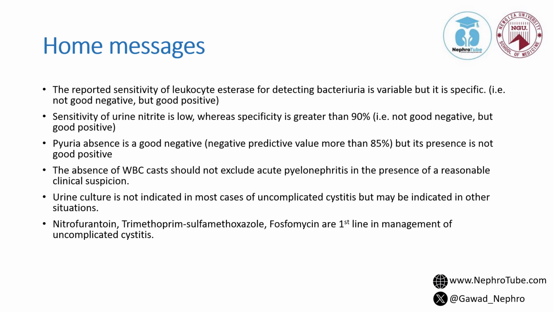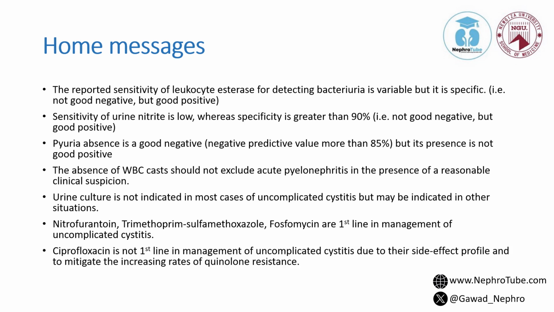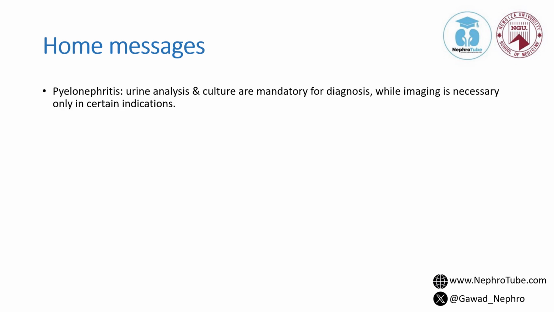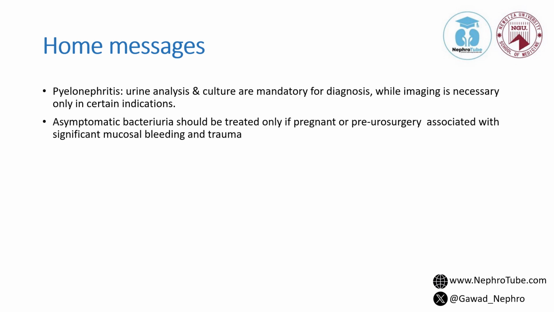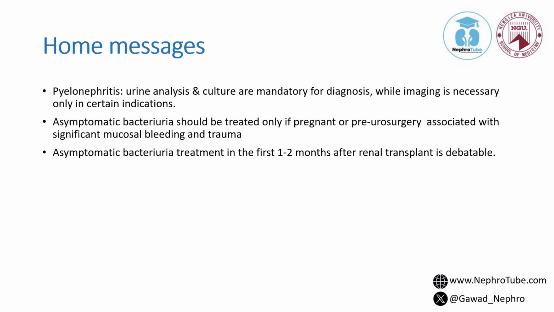Nitrofurantoin, trimethoprim-sulfamethoxazole, and fosfomycin are first line in management of uncomplicated cystitis. Ciprofloxacin is not first line in management of uncomplicated cystitis due to side effects and increasing rates of resistance. In pyelonephritis, urine analysis and culture are mandatory for diagnosis, while imaging is necessary only in certain cases. Asymptomatic bacteriuria should be treated only in pregnant women or pre-urosurgery associated with significant mucosal bleeding and trauma. Asymptomatic bacteriuria treatment in the first 1 to 2 months after renal transplant is debatable.